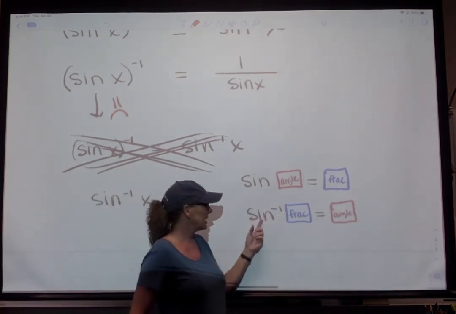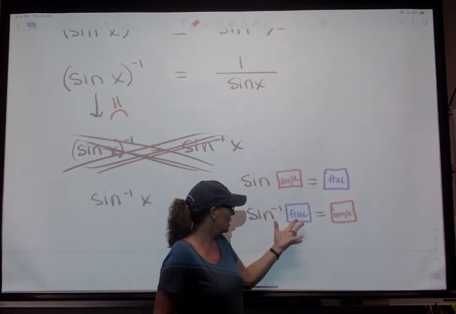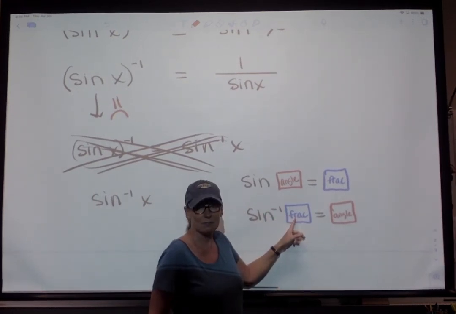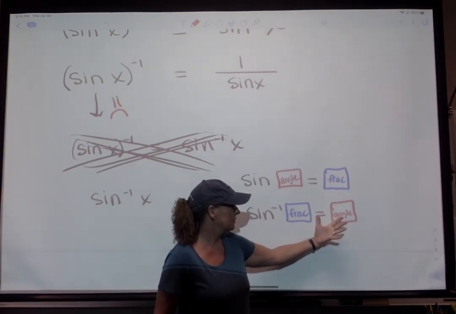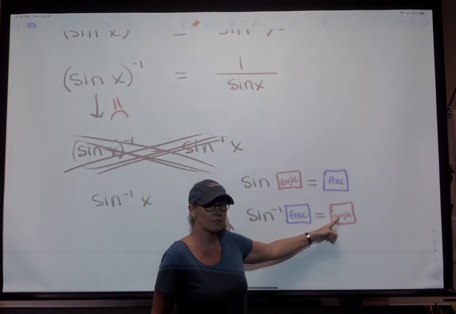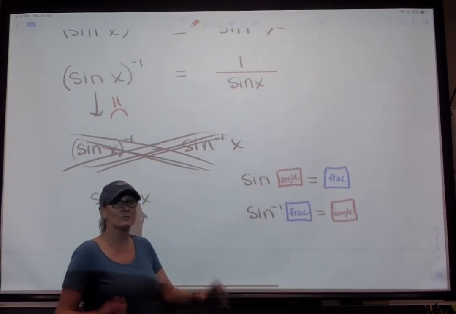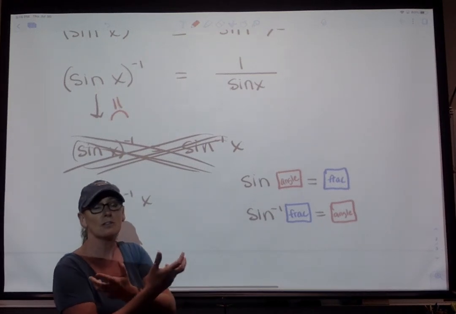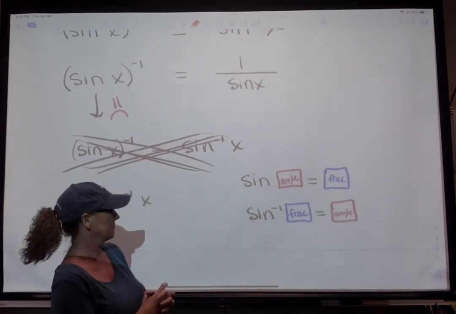So you'll see a problem like sine inverse of 1/2. And it's your job to come up with pi over 6. So that's what inverses are. We've swapped the angle and the fraction location.